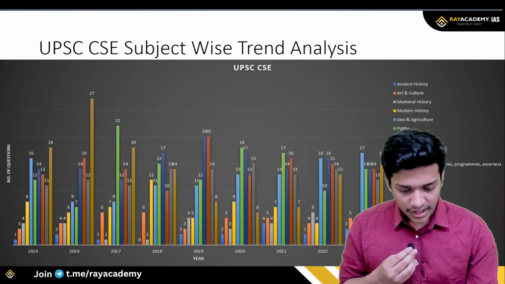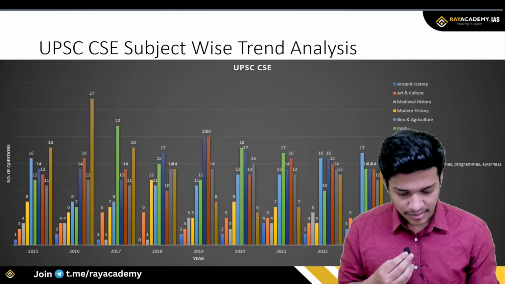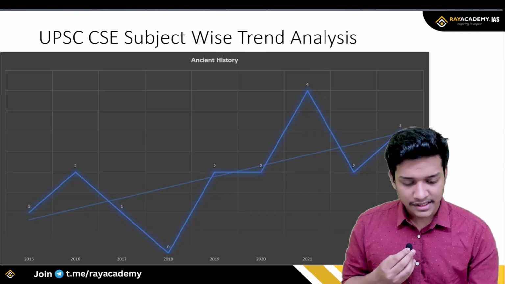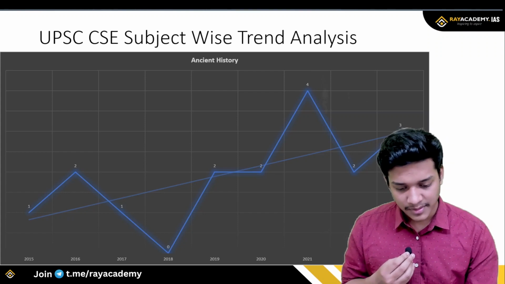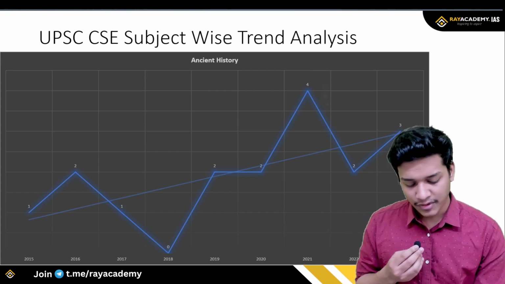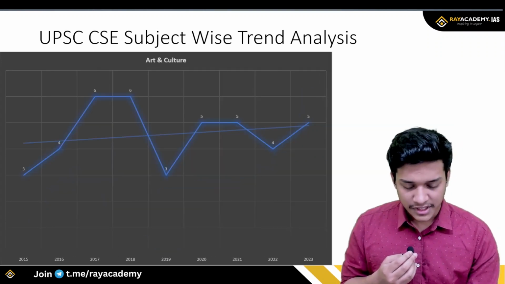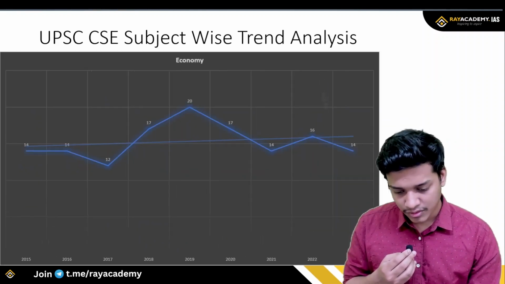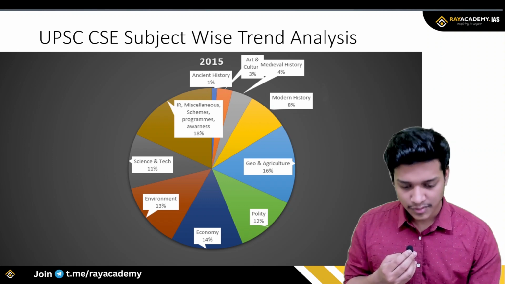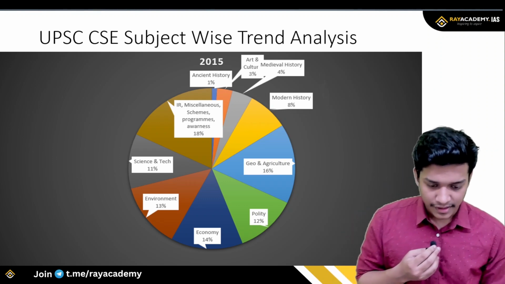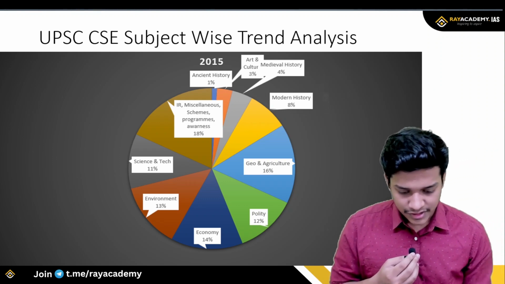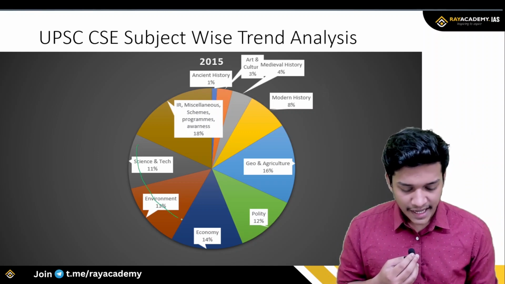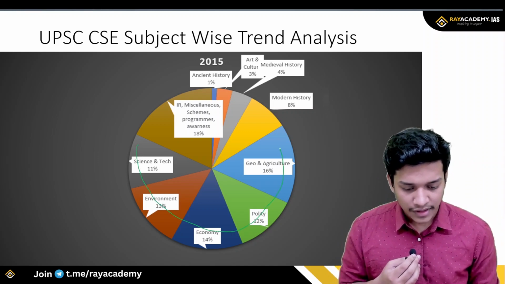So let us go. And this is the subject-wise bar graph. You can see this is the graph of each specific subject. You will be getting this PDF, you can analyze it subject-wise also. And the graph which I want you to see most is this one. In 2015, this is the graph which you can see, and you can clearly see this part: science and tech, environment, economy, polity, geography, and agriculture.